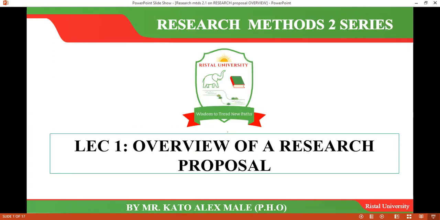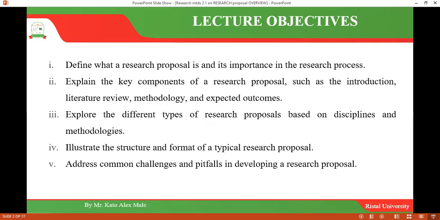We have been learning about the overview of the research proposal, and today's objectives are as listed here. Our next lecture is going to be about chapter one of the research proposal.